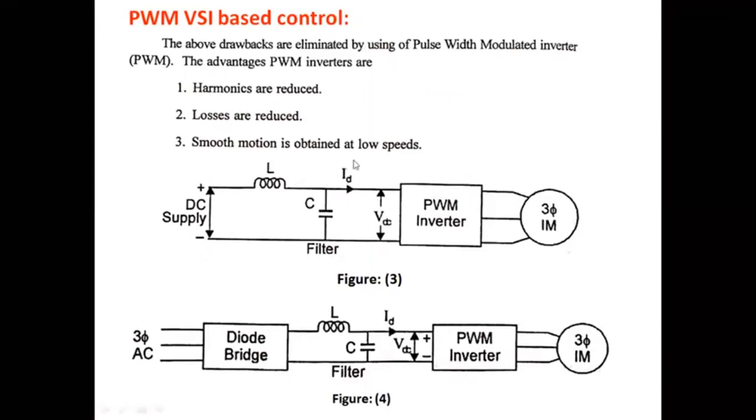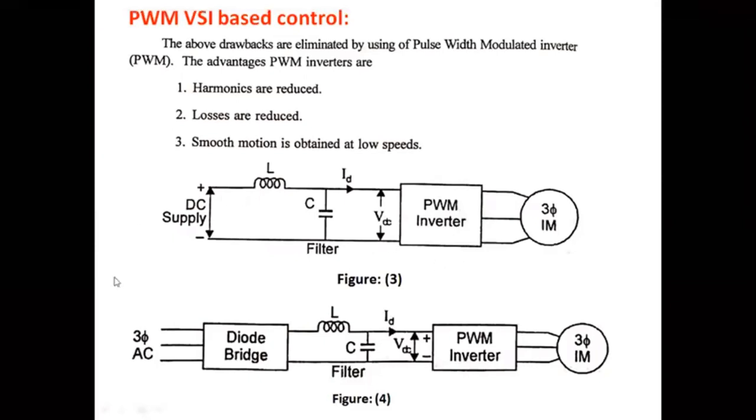It also gives smooth motion at low speeds, because low speed operation gives some disturbed operation for the 6-step inverter. So here smooth control is there, even at low speed operation of the induction motor using the PWM inverter.